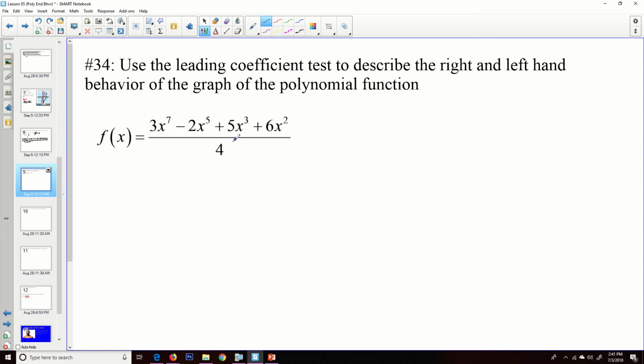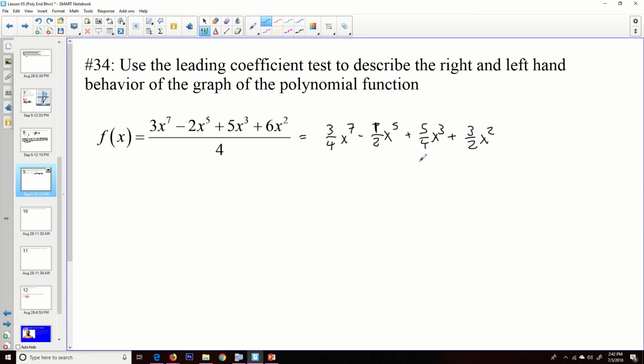And the reason I wanted to use this as an example is because you have to remember that when you add or subtract fractions, you have to have a common denominator. So we can rewrite this thing where we have all 4 of those terms all over 4. So we can rewrite this as 3/4 x to the 7th minus 2/4, which will make 1/2 x to the 5th plus 5/4 x to the 3rd, and then 6/4 reduced to 3/2 x squared.